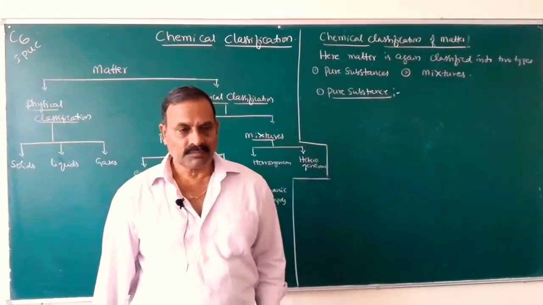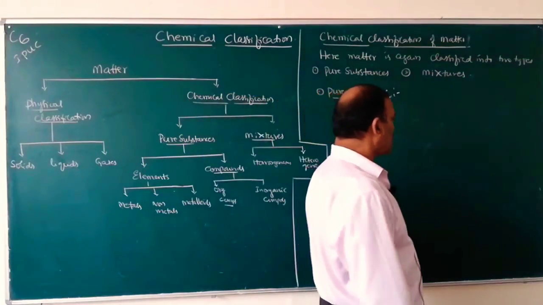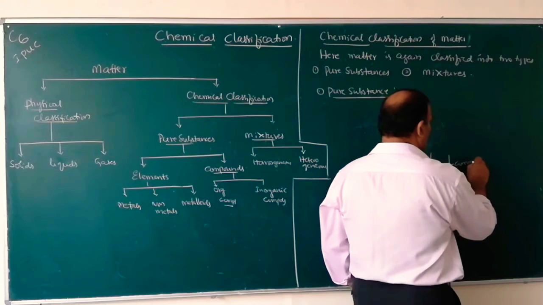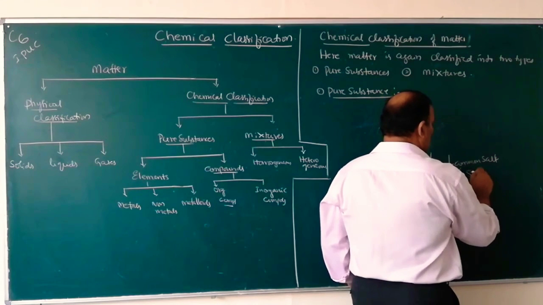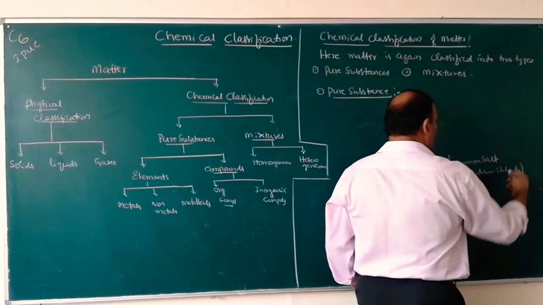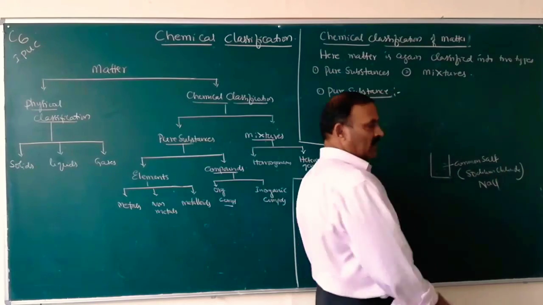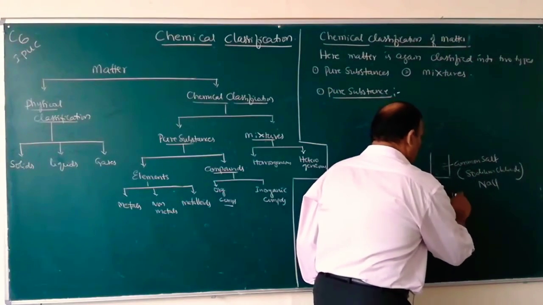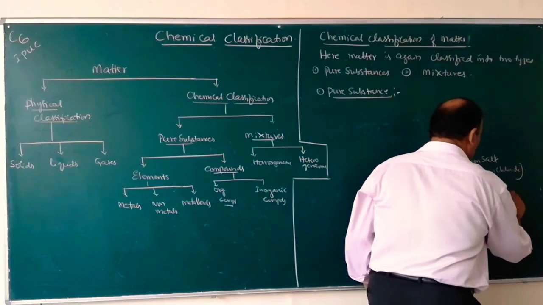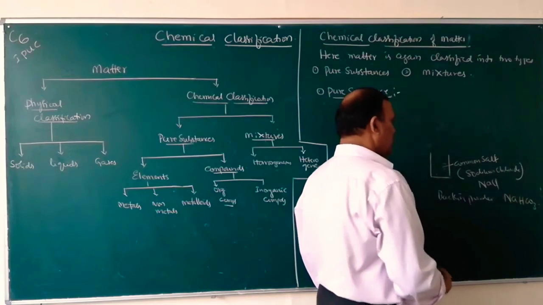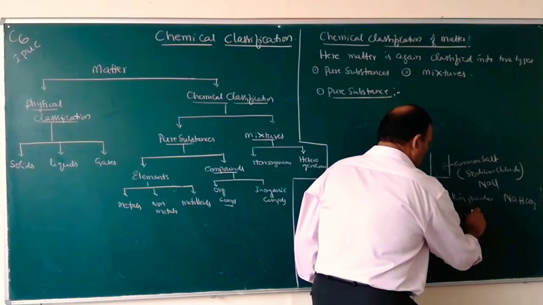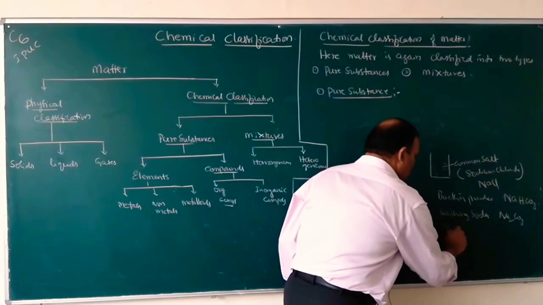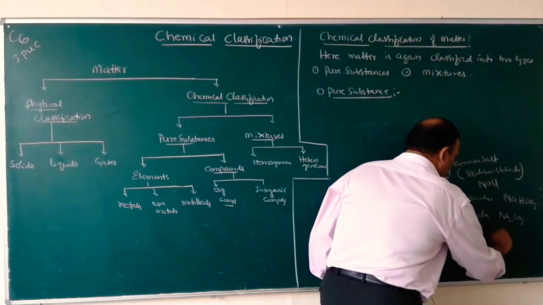For example, you have seen your common salt which is used in your kitchen. What is the chemical name of common salt? Its chemical name is sodium chloride. What is its formula? NaCl. Baking powder: what is its chemical name? Sodium bicarbonate. Washing soda, Na2CO3, sodium carbonate. Similarly, cane sugar, C12H22O11.